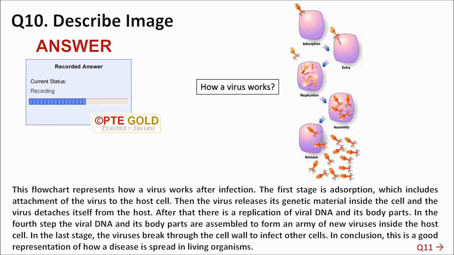In the fourth step, the viral DNA and its body parts are assembled to form an army of new viruses inside the host cell. In the last stage, the viruses break through the cell wall to infect other cells. In conclusion, this is a good representation of how a disease is spread in living organisms.